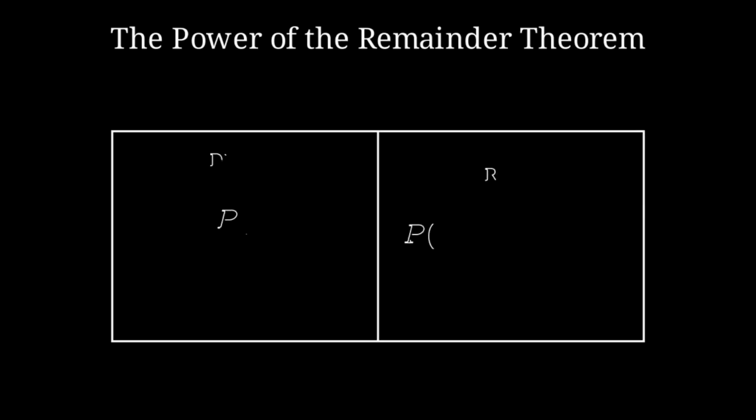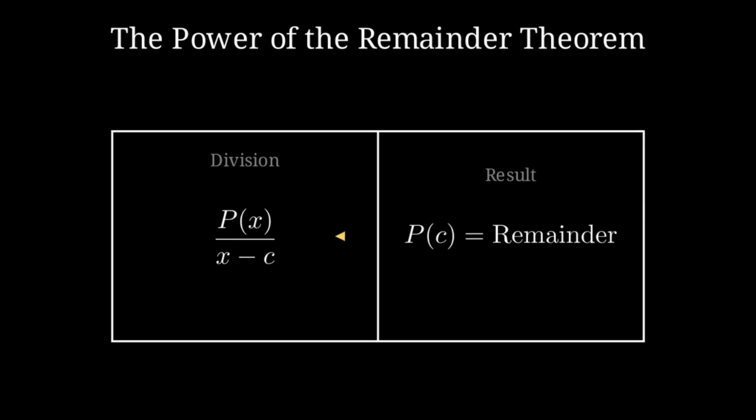The remainder theorem provides a powerful shortcut. It states that if you divide a polynomial p(x) by a linear factor x minus c, the remainder is simply the value of the function at c. This link turns division into simple substitution.